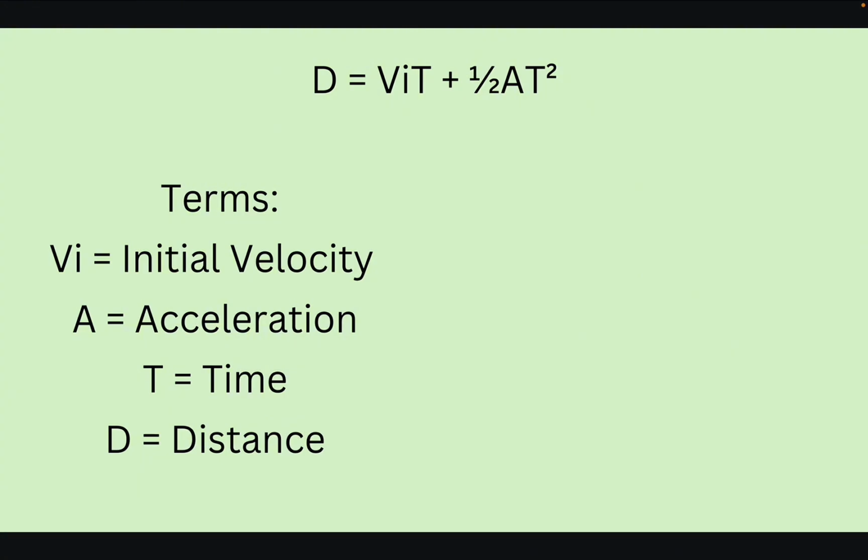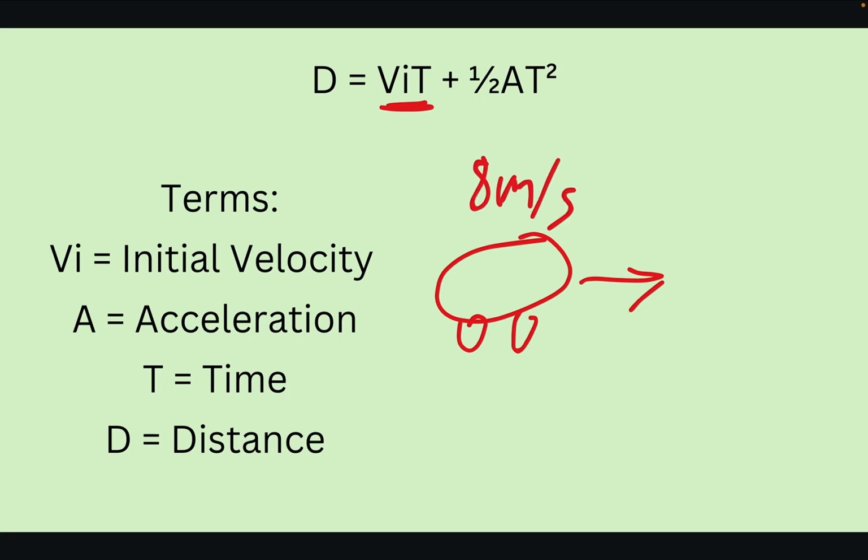Now, this part, VIT, basically just tries to calculate how far the object, or whatever you're measuring, would have gone if it remained at a constant speed. So let's say you have a car over here, a very weird car, and it's moving forward, and its initial speed was 8 miles per second, and it keeps on moving forward for 5 seconds. The VIT part of the formula calculates how far that car would have gone if it remained at a constant speed of 8 miles a second. So that'd be 40 miles.